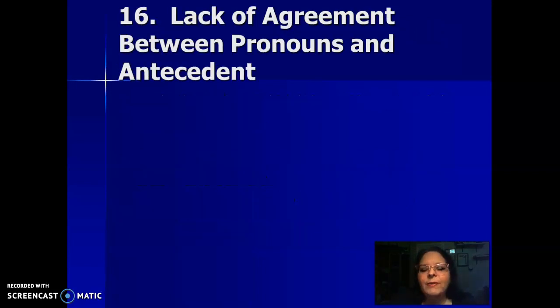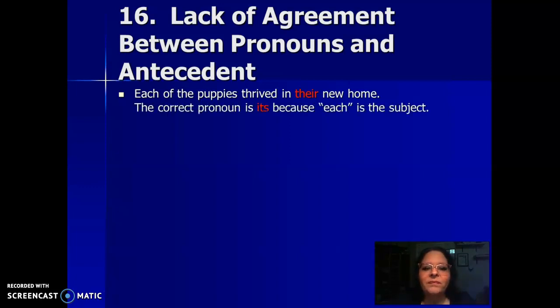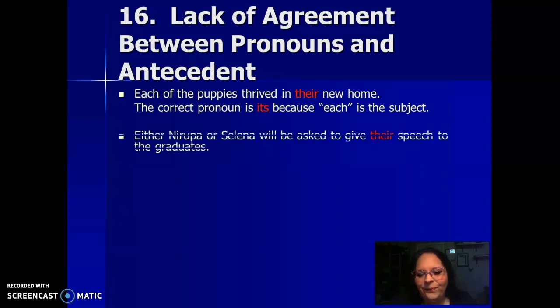A lack of agreement between the pronoun and the antecedent. If you're using a pronoun, make sure that the word it is referring to, that antecedent, makes sense. Each of the puppies thrived in their new homes. Okay, puppies thrived in their new homes. But here's that prepositional phrase, "of the puppies." Take it out. What do you have? Each thrived in their new home? No. Each thrived in its new home.